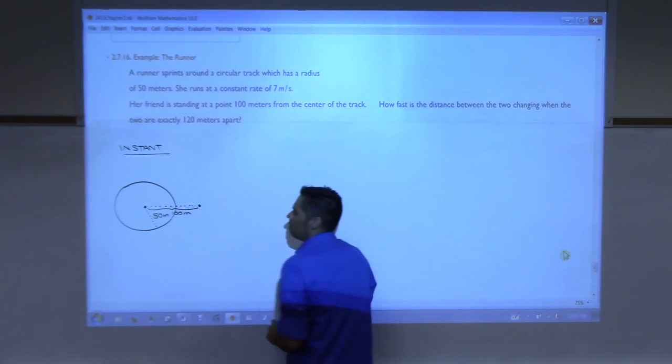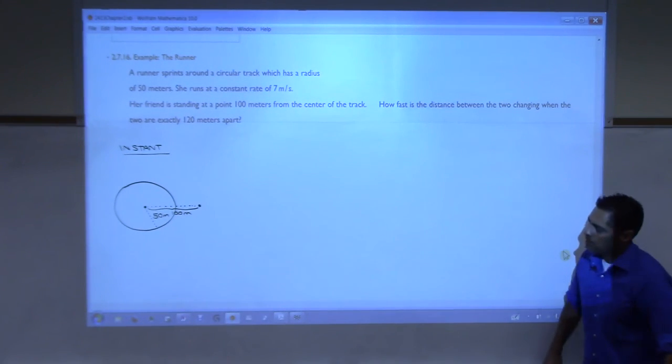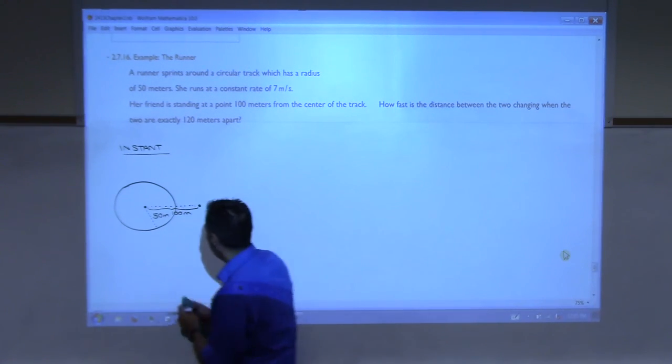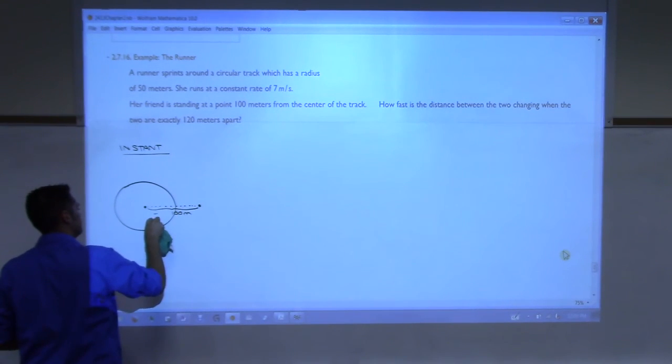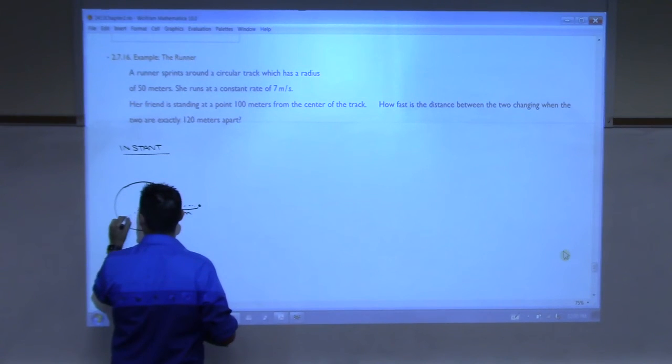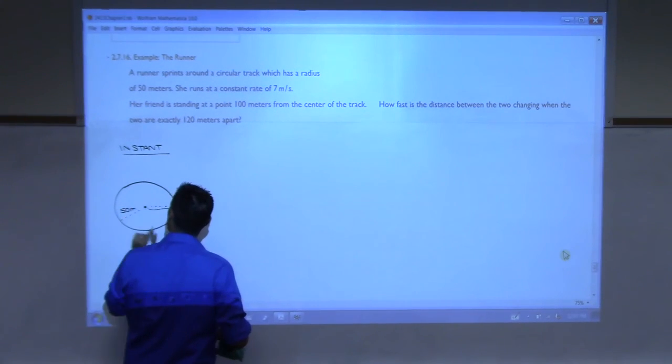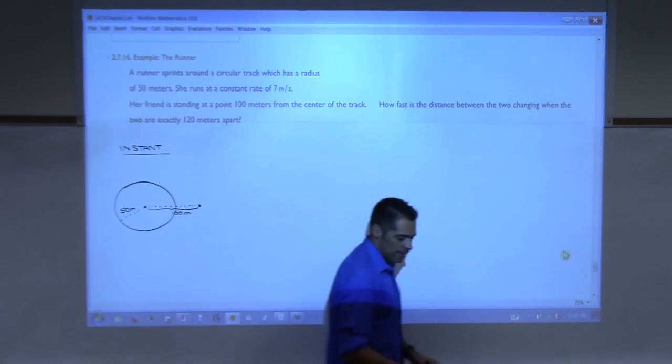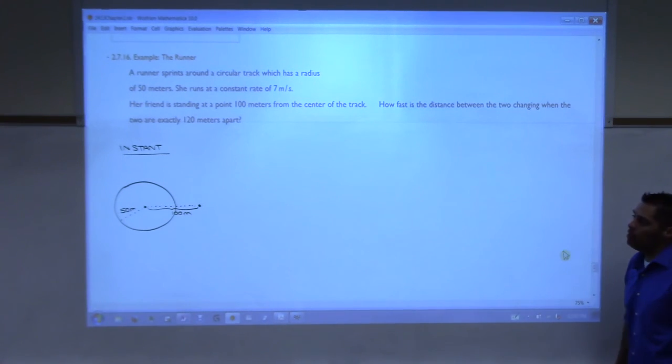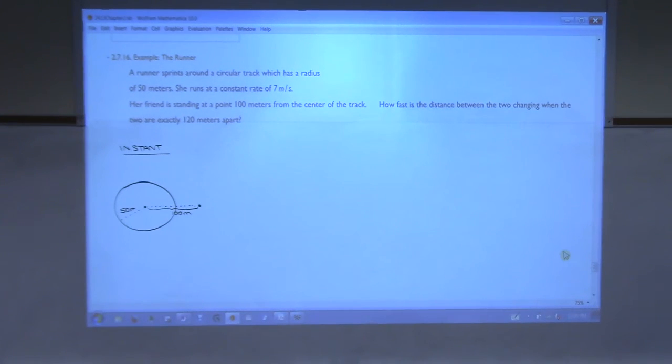I know that's starting to look a little crammed in there with stuff. In fact, I think I'll move the 50 meters out of here. I'll just put it over here on this side, 50 meters. There we go. All right, this is the instant in time. So what can I draw now? The runner. I need the runner on there.